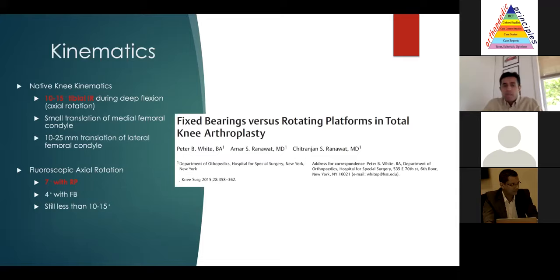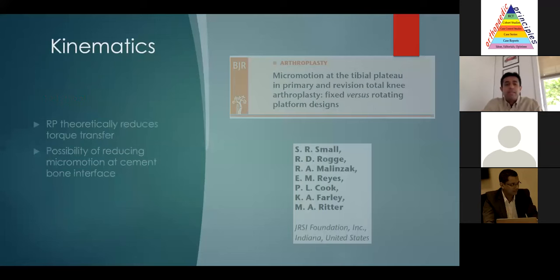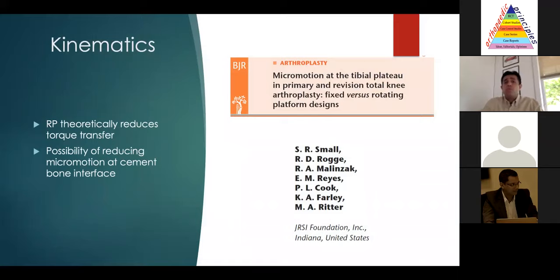Okay. Now in fluoroscopy, Dr. Ranawat's group has studied this. When they used a rotating platform implant, there is 7 degrees of rotation in the tibia with the RP implant. There seems to be less rotation with the fixed bearing implant, but this benefit is still far away from the 10 to 15 degrees that normally happens. So maybe it is not as kinematically rotated as we think. However, as we discussed, rotating platform implants do seem to uncouple the rotational and translational forces. So perhaps there is a benefit of reducing micro motion at the cement bone interface.